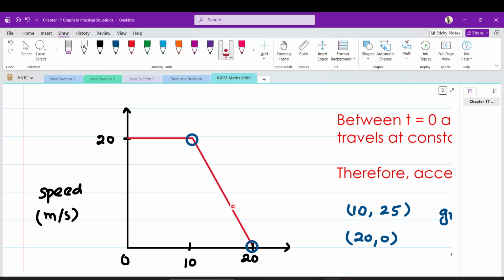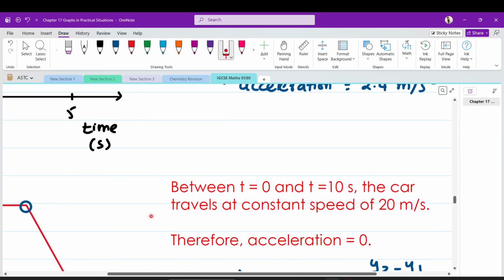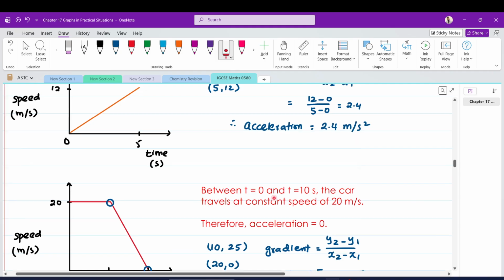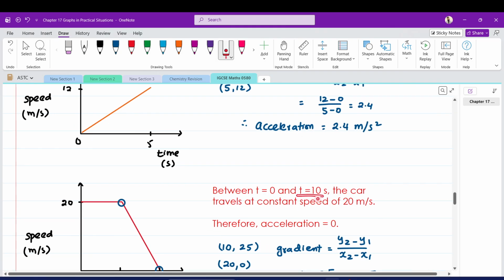How does deceleration take place? Deceleration basically means the speed is decreasing. Acceleration means increase in speed. Deceleration means decrease in speed. How does decrease in speed occur? When you apply the brakes. So when you apply the brake, that is how the car is going to come to rest. So between t equals 0 and t equals 10 seconds, the car travels at constant speed of 20 meters per second. Therefore, acceleration is equal to 0.